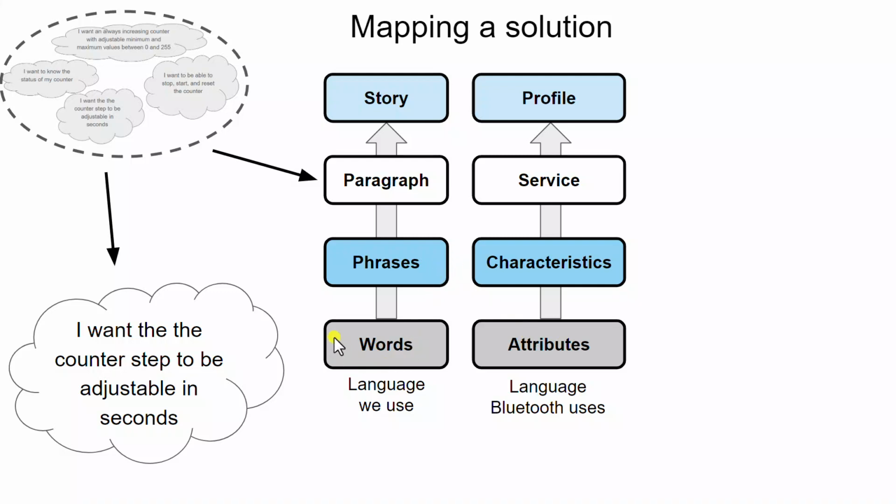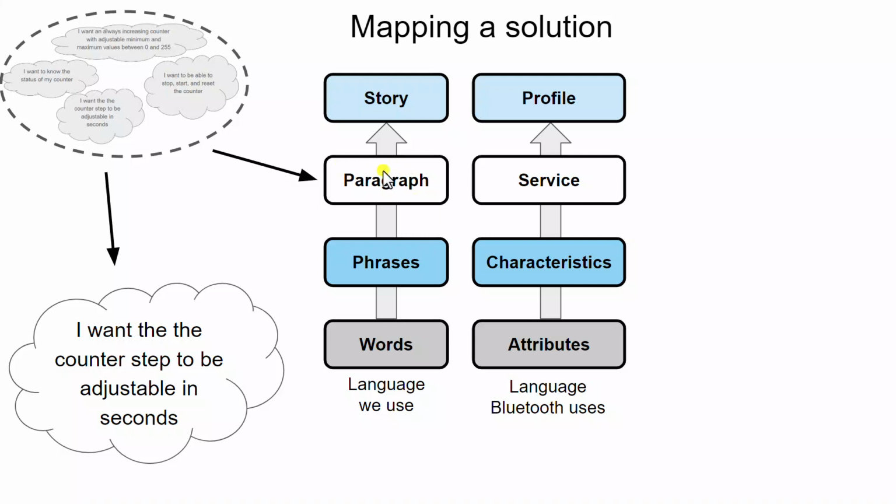We'll then combine, just as we combine words into phrases, multiple attributes into characteristics. And as phrases can then express a more complex idea as sentences, and combine to form paragraphs, these characteristics can then describe a service, and the service for us will be that counter. And multiple paragraphs can then be combined to form a cohesive story that could have multiple parts.